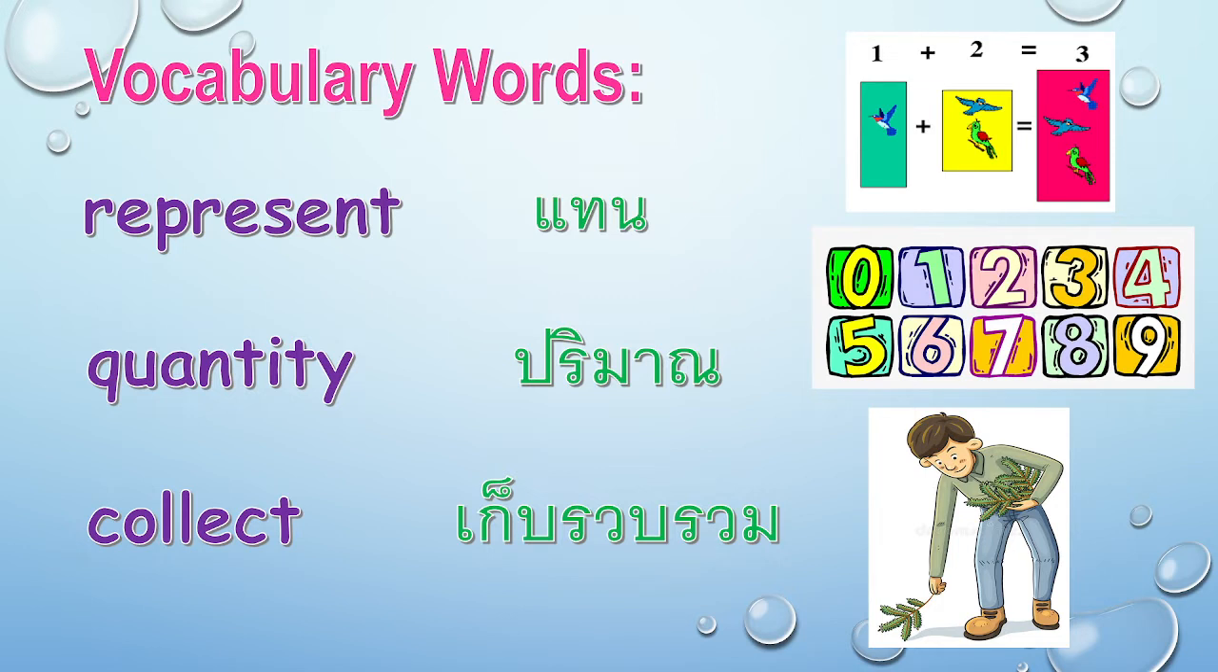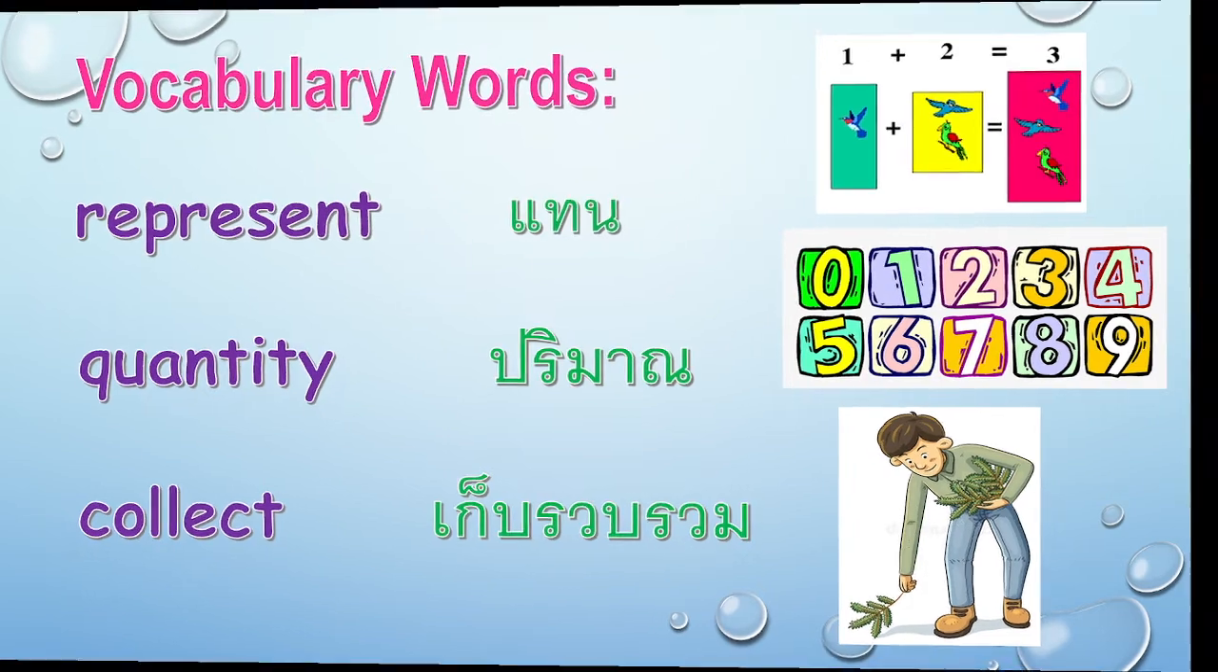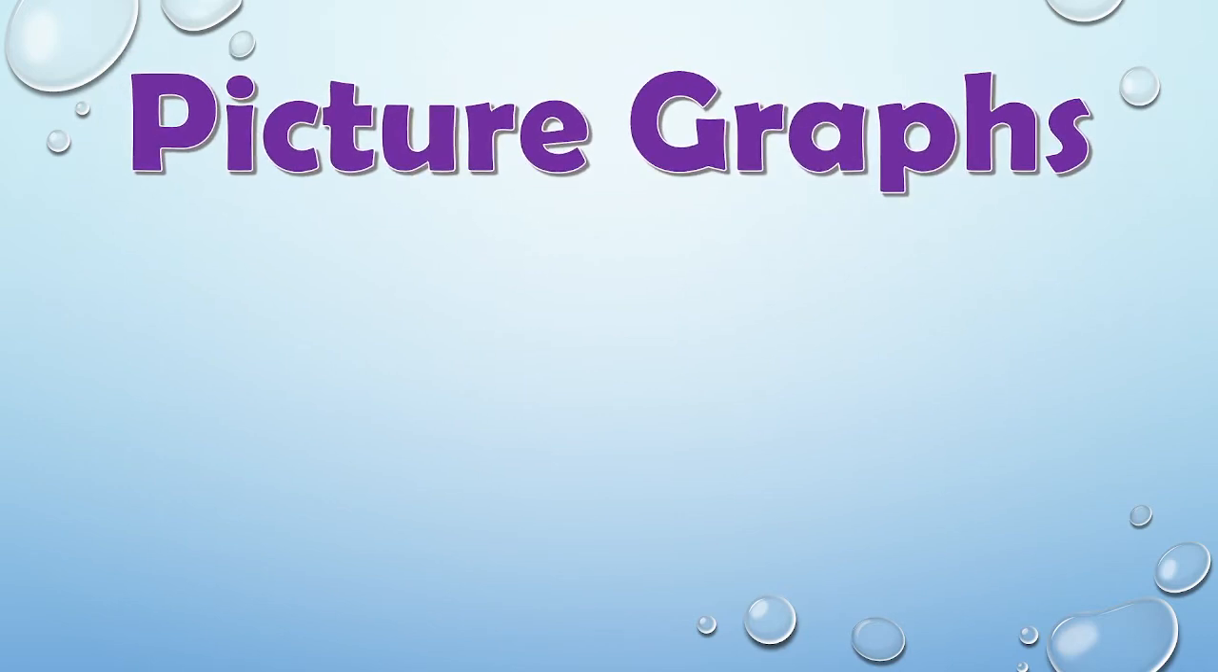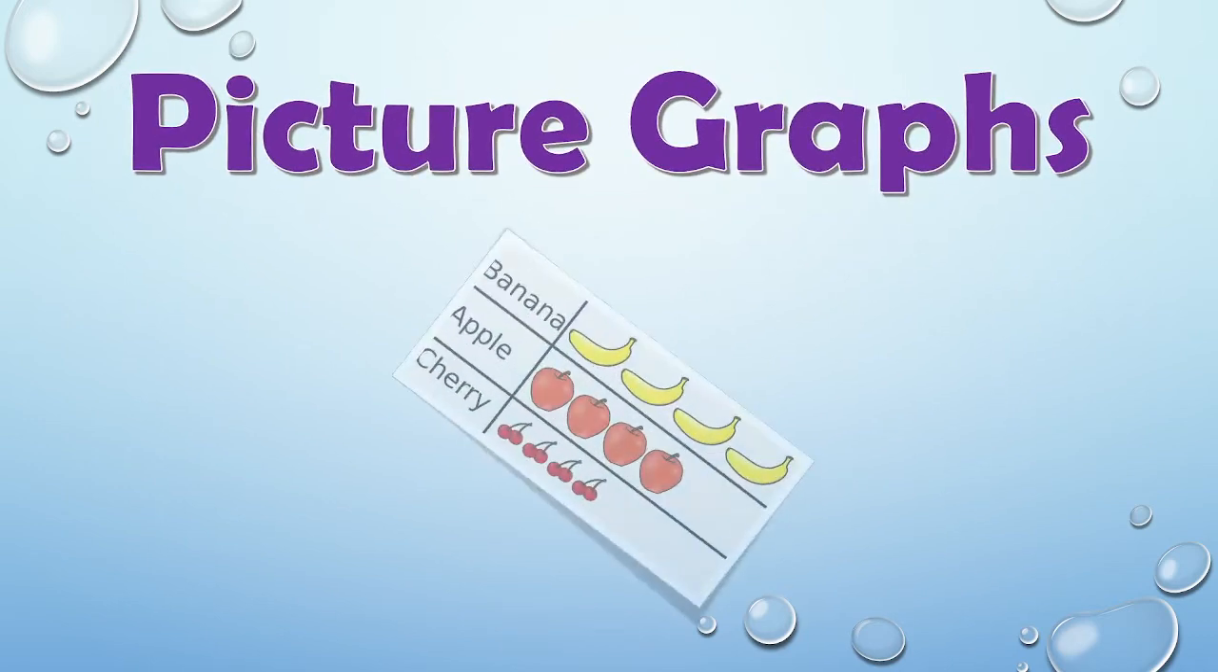Next, when you say quantity, you are talking about the numbers. How many are there? Next is collect. When you say collect, you gather. You pick them up, or maybe you buy them and then you keep them. And then you have more and more of them. Like, for example, you collect seashells by the seashore, or maybe you collect Pokemon cards. It means you buy Pokemon cards and then you buy again until you have a lot. Right? Okay. Now, our topic for today is about picture graphs.